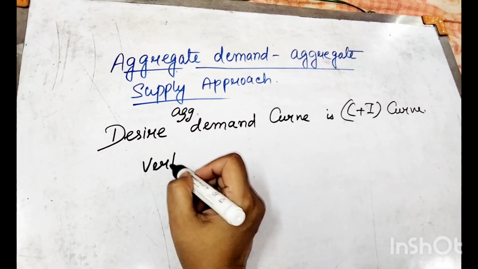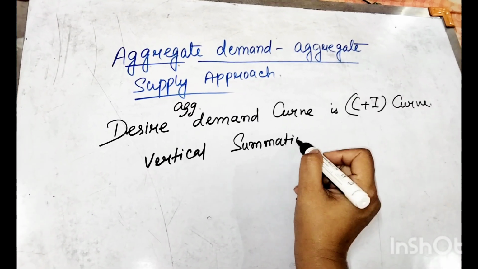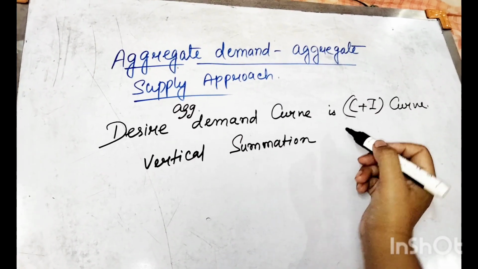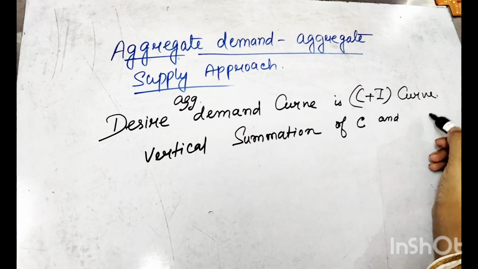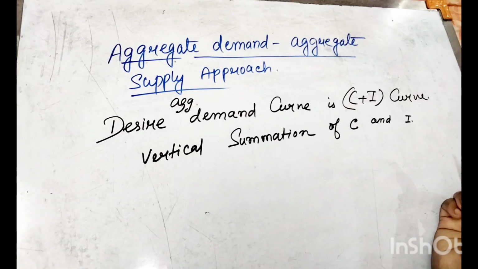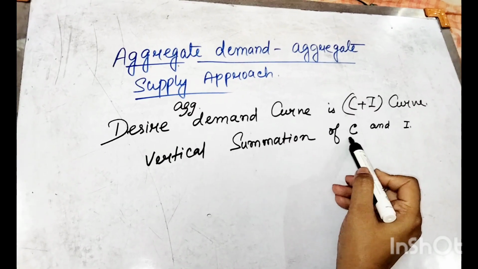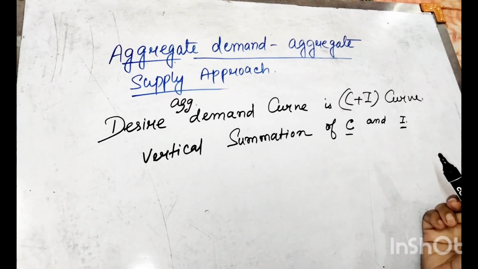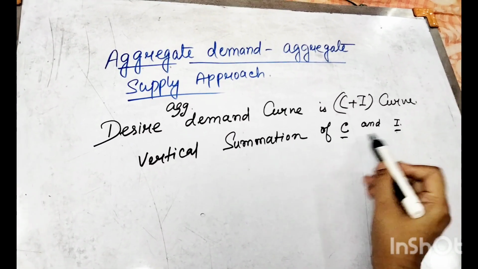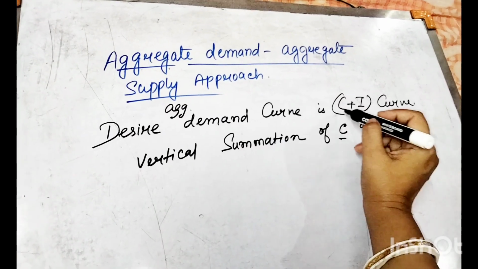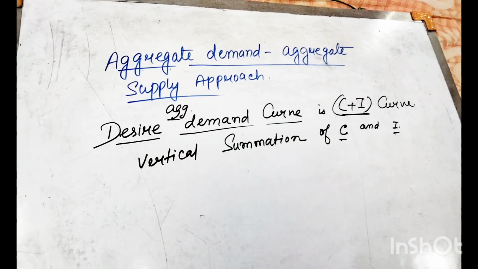of the C line and the I line. That means the C line is the consumption expenditure, and I is the investment expenditure. The consumption expenditure and investment expenditure together, if we join them, this vertical summation will give you the C plus I curve, which is the desired aggregate demand curve.